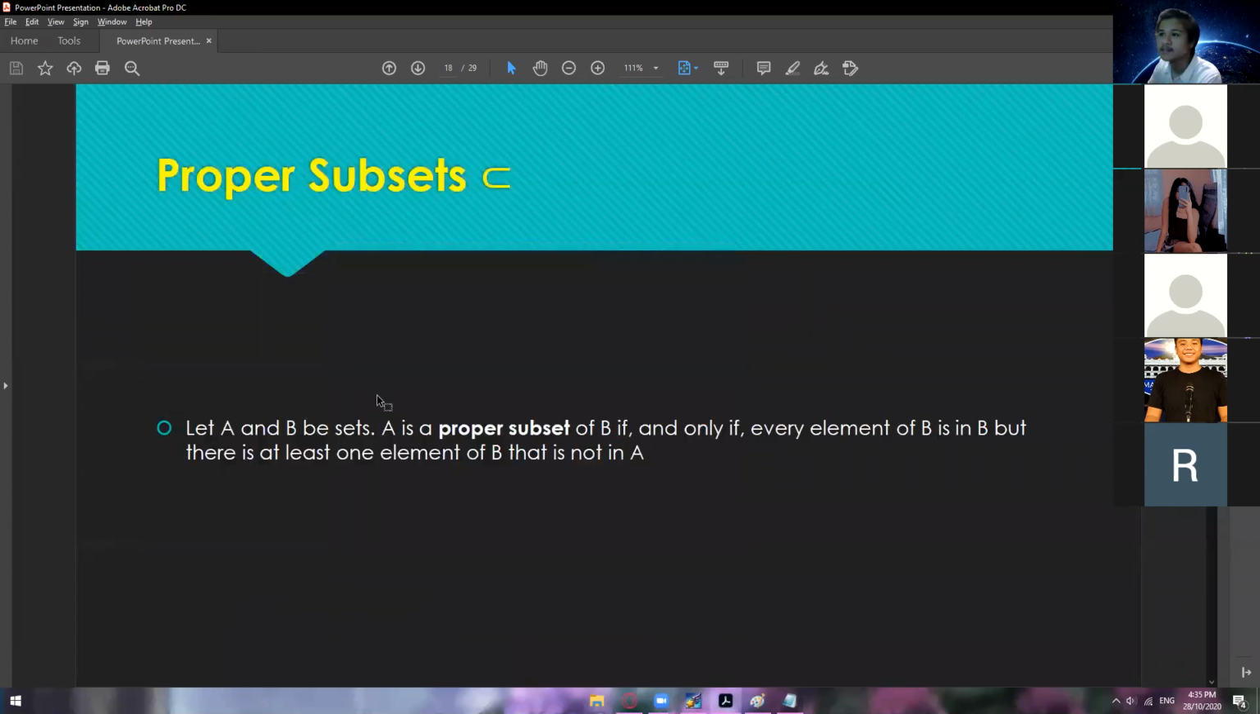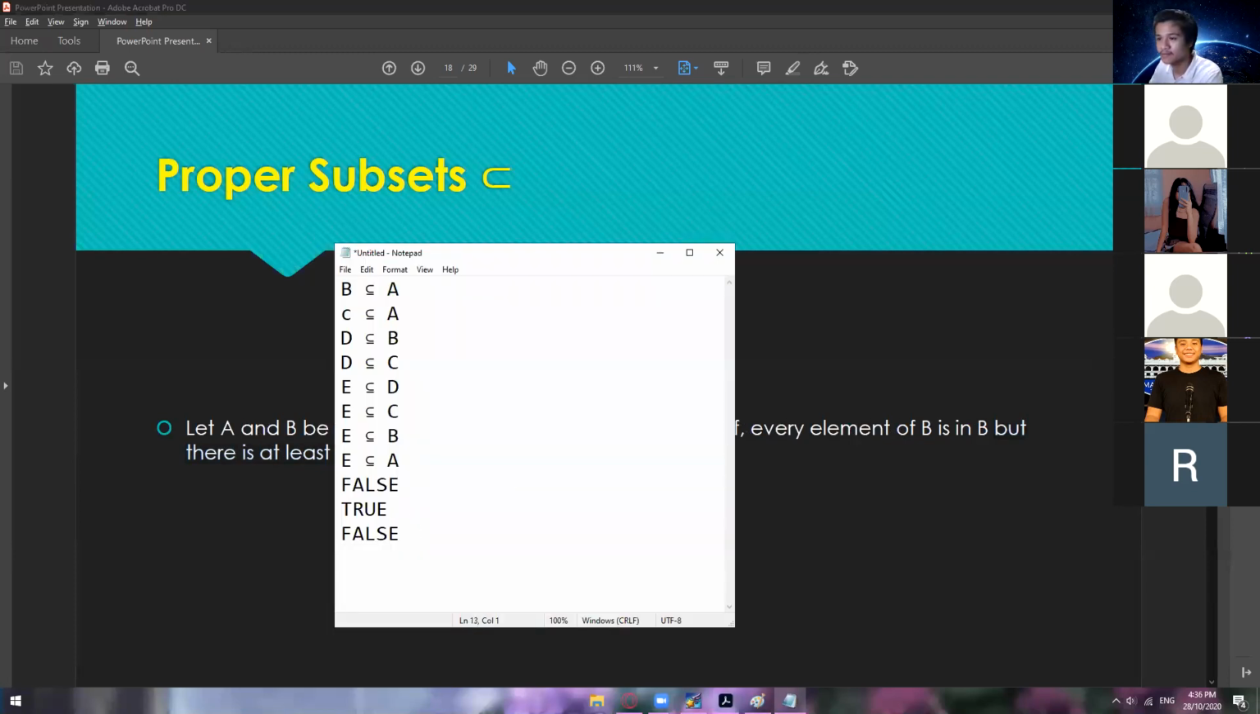Okay, moving on, we have here the proper subset. So it's the same concept as the subset, but in here there's only an exception. Let's say A and B are sets. A is a proper subset of B if and only if every element of A is in B, but there is at least one element of B that is not in A. Okay, so it is very clear.